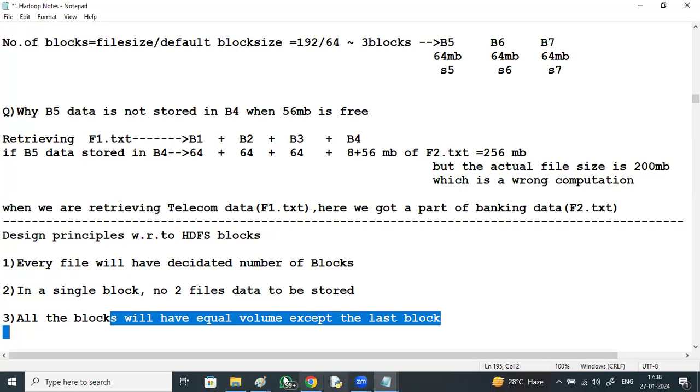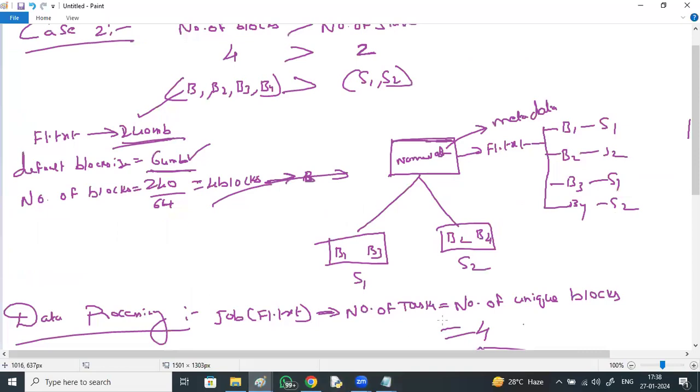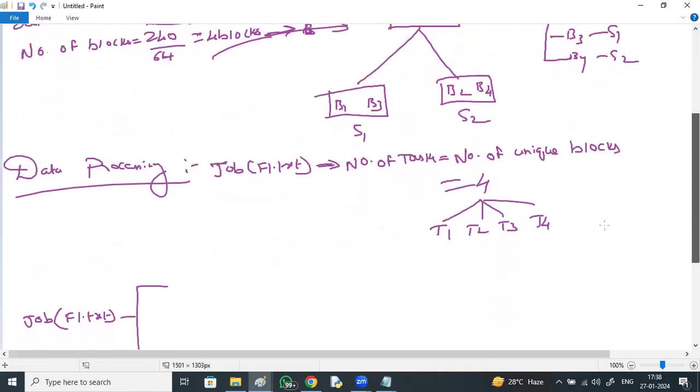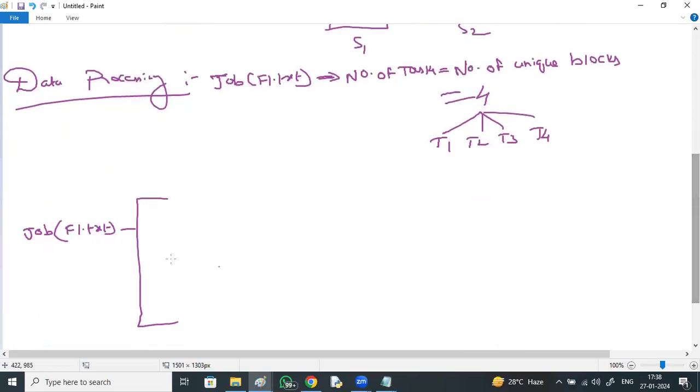Now, a job to process f1.txt. The number of tasks always depends on the number of unique blocks. How many unique blocks? 4 unique blocks means 4 tasks. The job to process f1.txt is divided into 4 tasks: T1, T2, T3, T4.